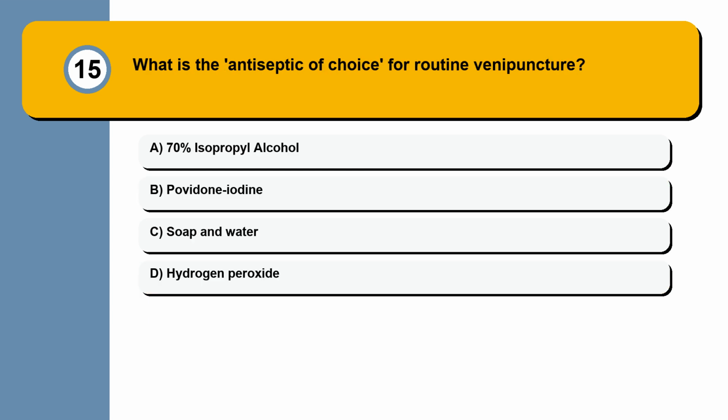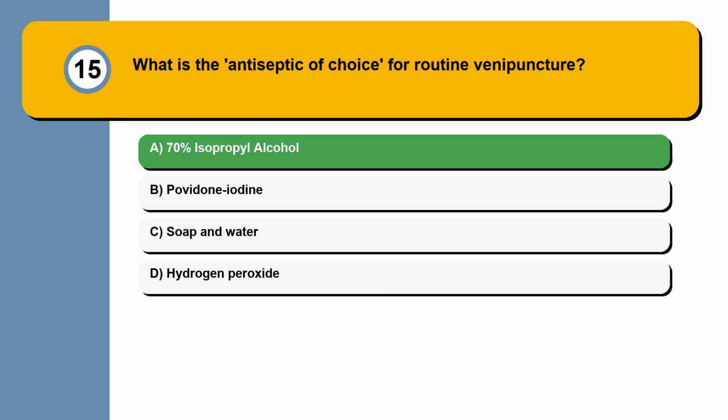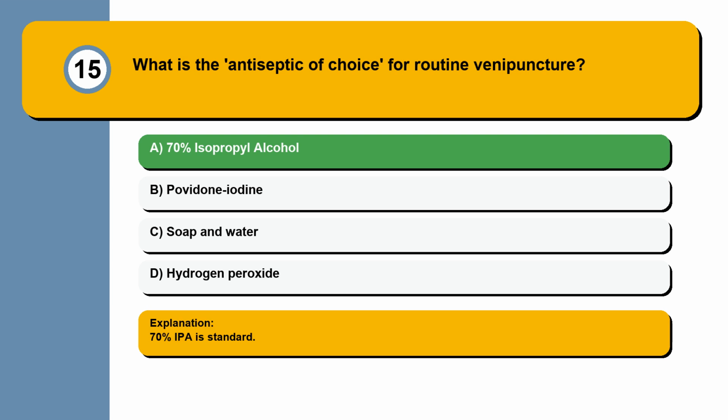Question 15. What is the antiseptic of choice for routine venipuncture? 70% isopropyl alcohol. Povidone iodine. Soap and water. Hydrogen peroxide. 70% IPA is standard.